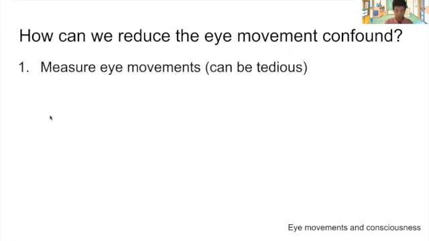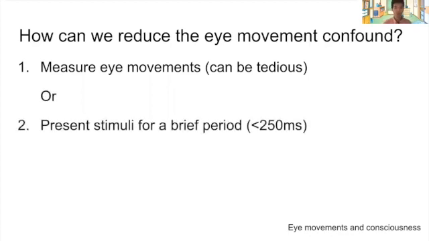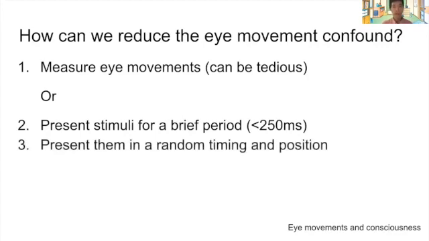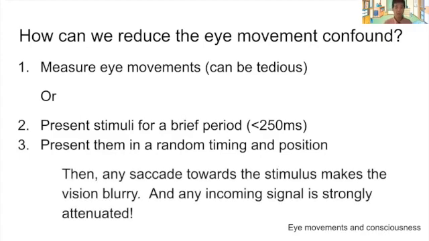So the most direct way to examine the philosopher's claim, such as Dennett's, is that we can measure the eye movements. And this is becoming easier and easier, and some of the virtual reality goggles can have it inside. So this is another interesting direction for consciousness research. But measuring the exact eye movement, like in the paper I presented, is going to be important, or present the stimulus for a brief period, like less than 250 milliseconds, and present them in a random timing and position. That way, we can remove the possibility that any saccade eye movement towards the stimulus in the periphery makes the vision blurry and also less visible, and any incoming signal is strongly attenuated. And therefore, we can remove the confound of eye movements, expectation, and attention, and so on.